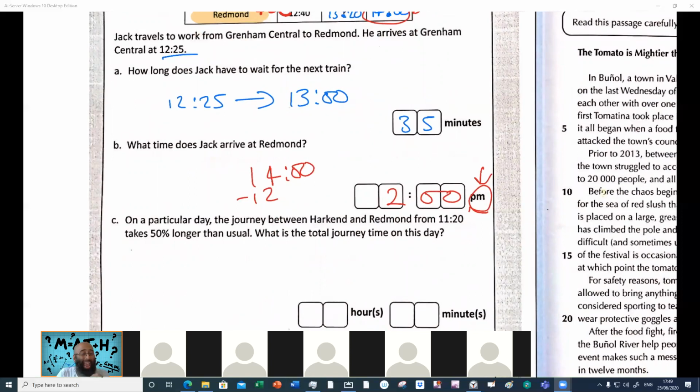Next, read part C for me, please. On a particular day, the journey between Harkand and Redmond from 11:20 takes 50% longer than usual. What is the total journey time on this day? Okay, so we're going between Harkand and Redmond, let's go back to the timetable.